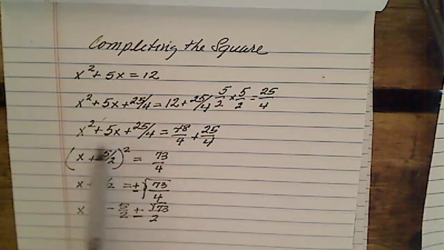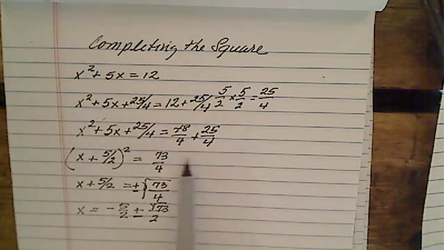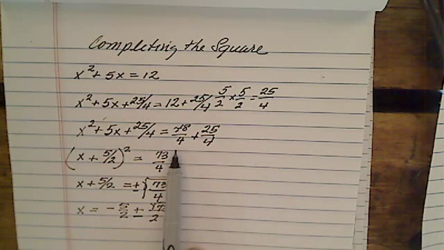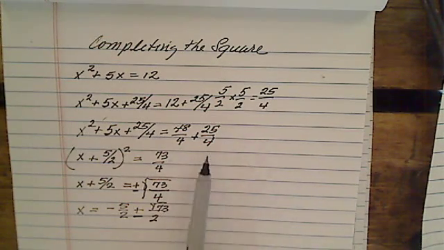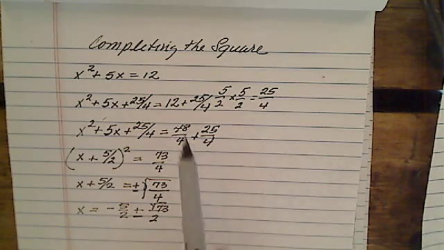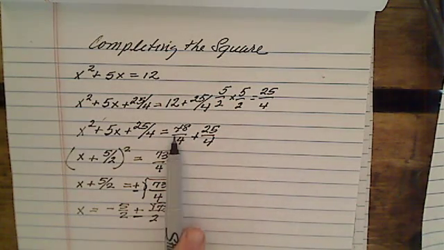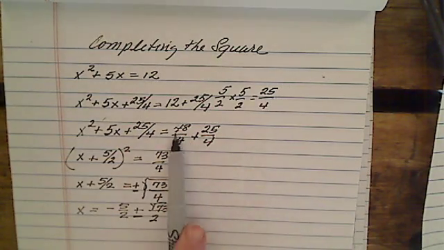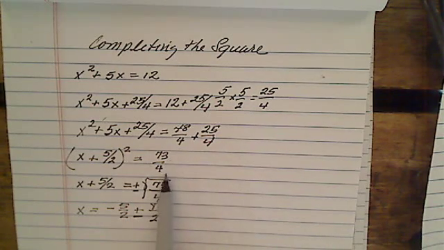Next thing we want to do is combine the two over here and give them a common denominator. To do that, you have to multiply the 4 times the 12 to get 48 over 4. This stays the same. These added together become 73 over 4.